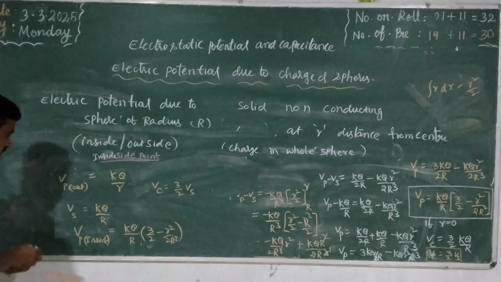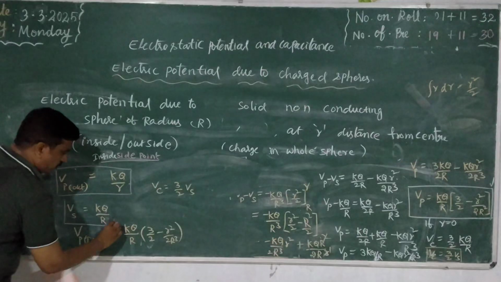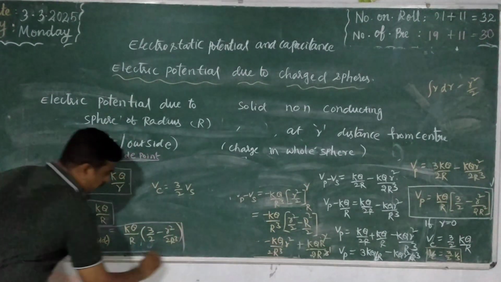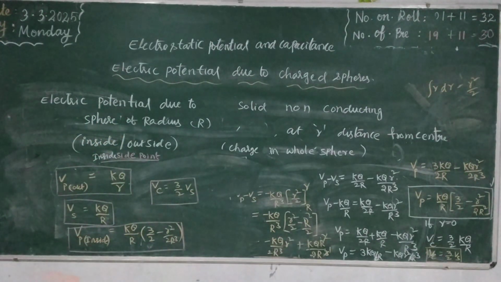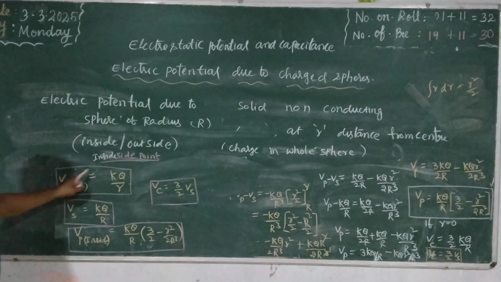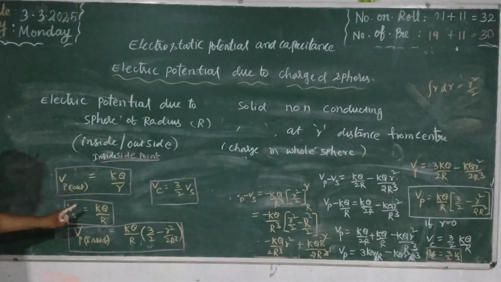These four are the cases: it is an outside point, it is on the surface, it is an inside point, it is at the center. We have four values. Electric potential due to a solid non-conducting sphere at an outside point is kQ by r. On the surface it is kQ by capital R.